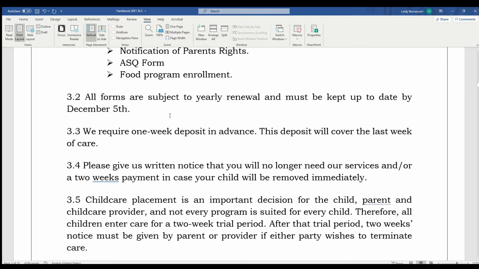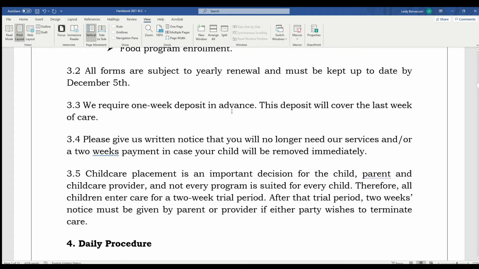I always meet with the families so I can go over all my new regulations, especially right now because of COVID-19, I have new regulations. I also require a 1 week deposit in advance. If the parent cannot pay me this, they can make payments, but every parent should pay you this amount.